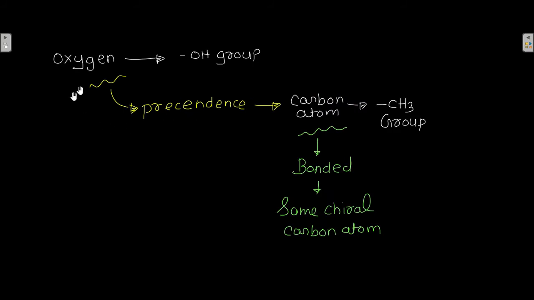For example, the oxygen of the OH group takes precedence over the carbon atom of the CH3 group that is bonded to some chiral carbon atom. If you are considering an OH group and a CH3 group, then the oxygen of the OH group will take precedence over the carbon atom of the CH3 group in this type of configuration.